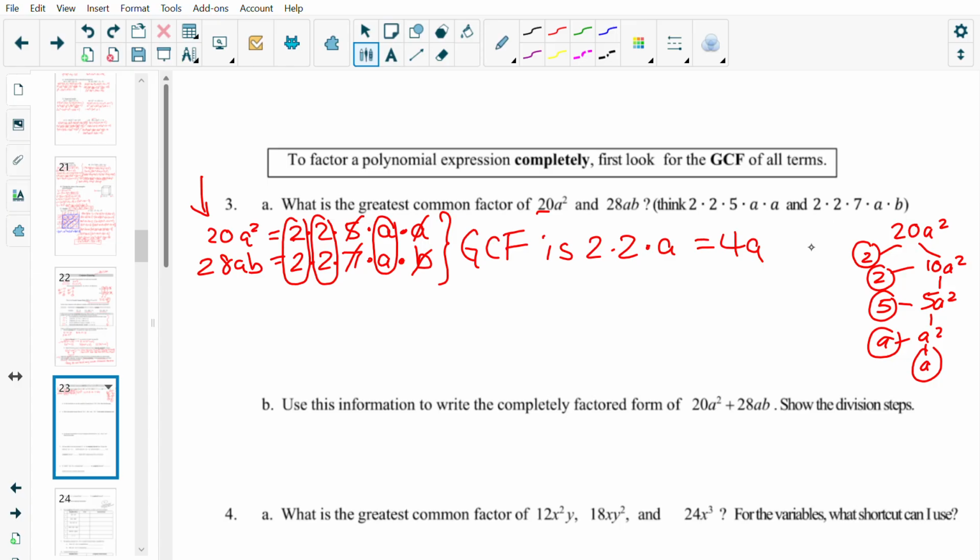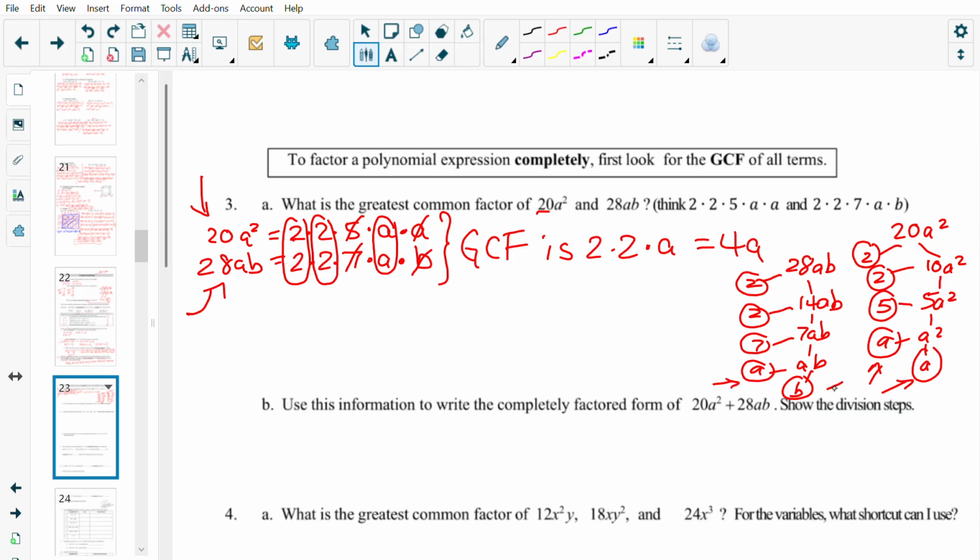The second one, let's do 28ab, divided by 7. I get ab. Divided by a, I get b. And that's this second one here. That's how I get my prime factors. You can actually prime factorize variables; you just keep them as variables. All right, so the greatest common factor of 20a squared and 28ab is 4a.